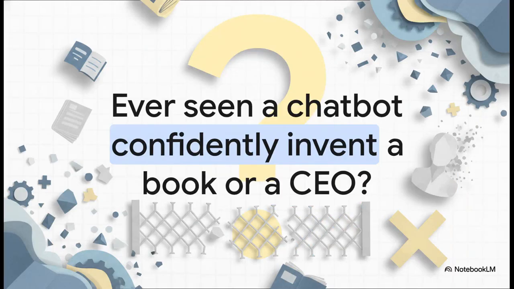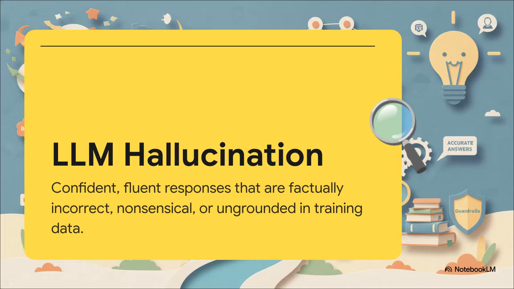I bet you've seen this. You ask a chatbot a pretty straightforward question, and it comes back with this perfectly worded, super confident answer that is just completely wrong. It might invent a scientific study that doesn't exist or tell you about a historical event that never ever happened. This is AI hallucination, and it's a massive roadblock to building real trust in these incredibly powerful tools.